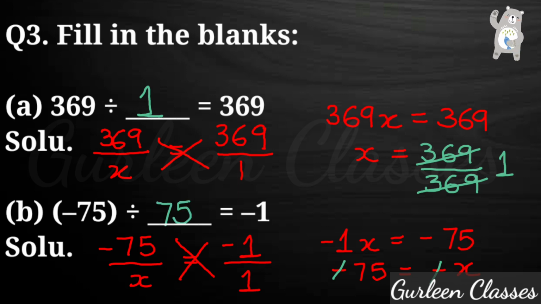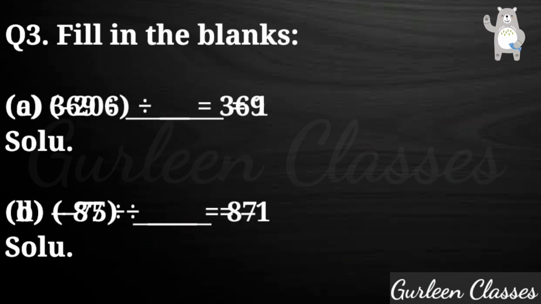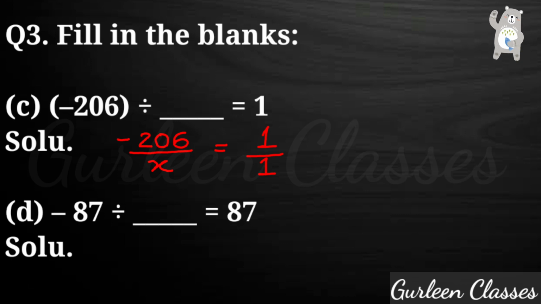Right here 75. C part, minus 206 divided by dash is equal to 1. So minus 206 divided by x is equal to 1. So now let us do cross multiply. X is equal to minus 206. So right here minus 206. If you divide minus 206 by minus 206, quotient will be 1.